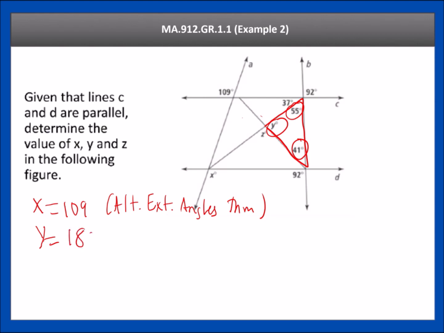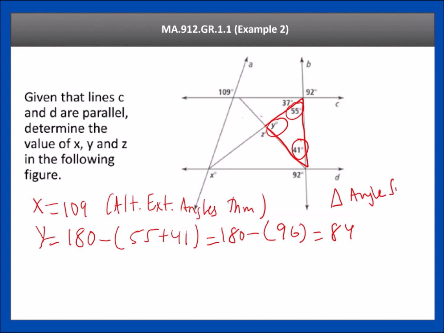So to get y, I have to simply do 180 minus the sum of those other two angles, 55 and 41. 55 plus 41 is 96. Subtract that from 180 to get 84 degrees. And this is known as the triangle angle sum theorem.